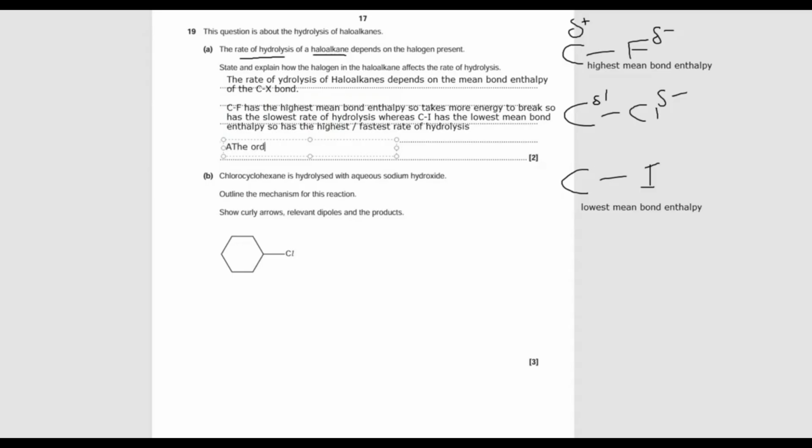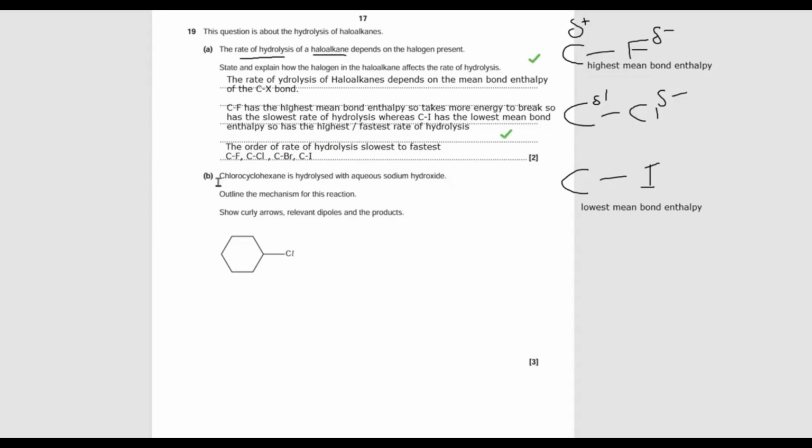And if you want, you can point out the order and say it goes CF, CCl, CBr, and then CI. I missed out CBr on my little picture here on the right hand side, but it doesn't really matter about talking about all of them as long as you've got that pattern and you've explained the link between mean bond enthalpy and the rate of hydrolysis, and the link between the type of halide and the mean bond enthalpy. So they're the two marks you're picking up there.